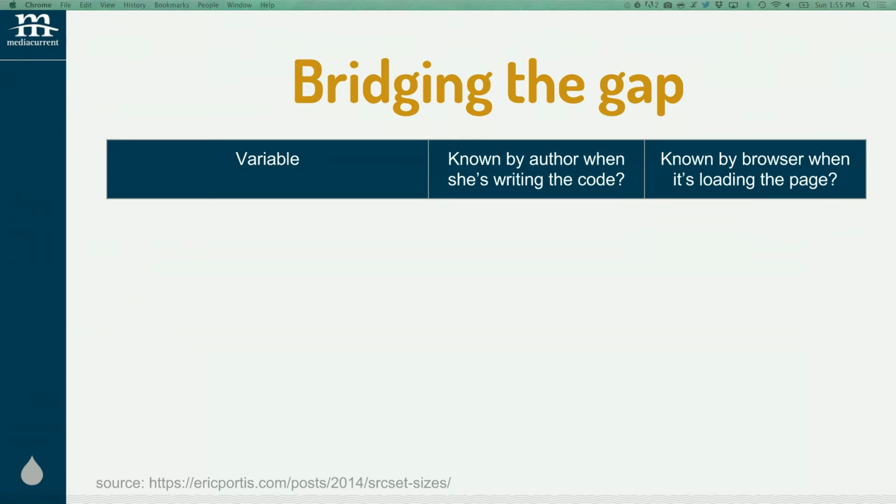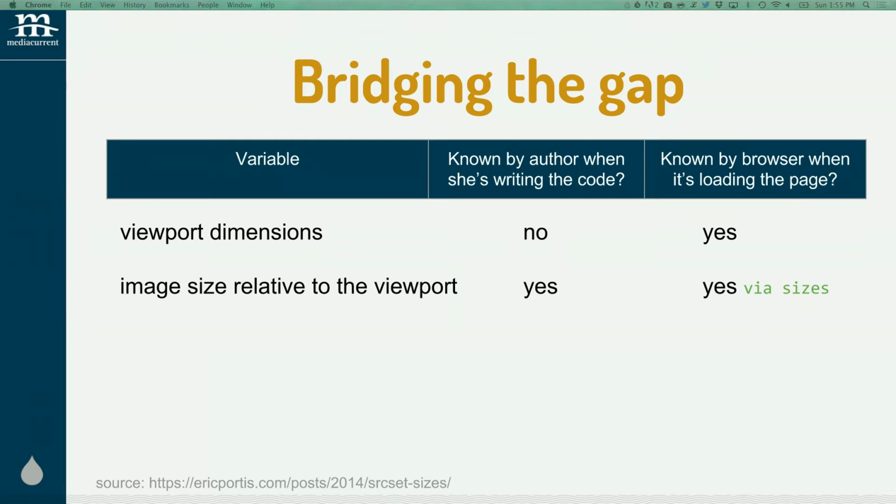So if we go back to our table now, and we say, okay, now that we have the source set and the sizes attributes, we can now identify additional information on our images, and we can pass that on to our browser. How does that work now? The gap that existed before, where we had the viewport dimensions, the browser already knew that. Now, the image size relative to the viewport, we can provide to the browser via the sizes attribute. So the browser now knows about that.